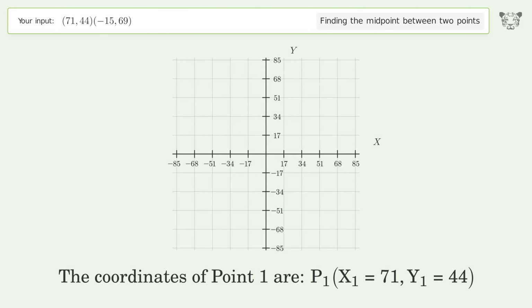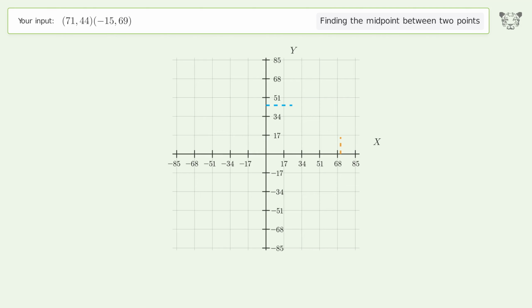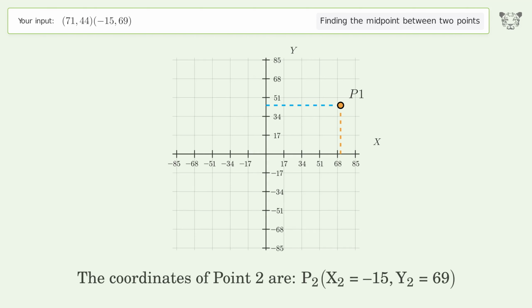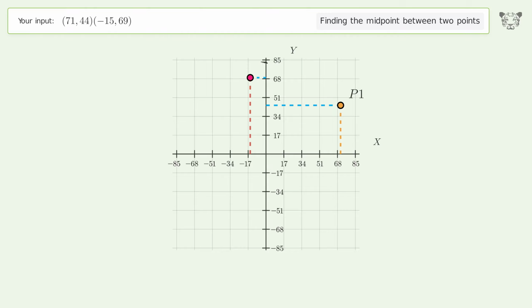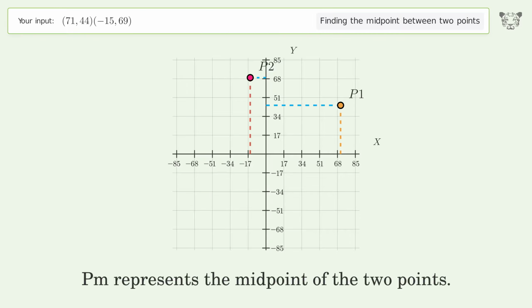The coordinates of point 1 are x1 equals 71, y1 equals 44. The coordinates of point 2 are x2 equals -15, y2 equals 69. PM represents the midpoint of the 2 points.